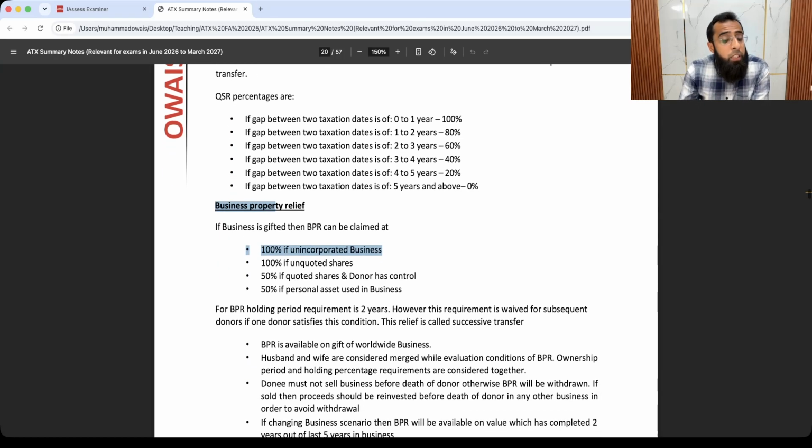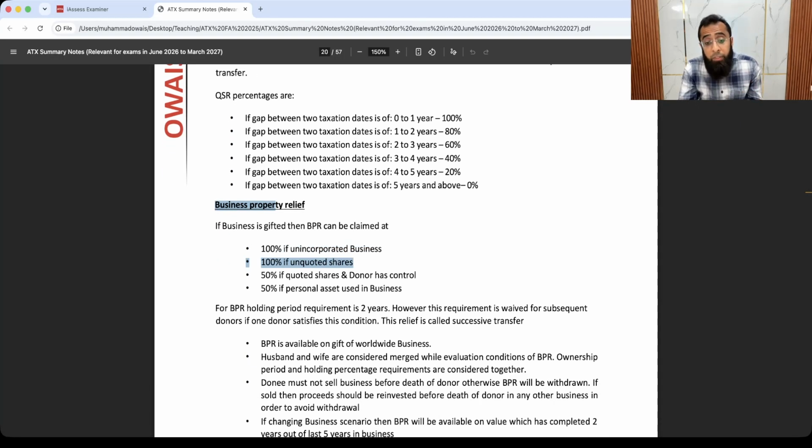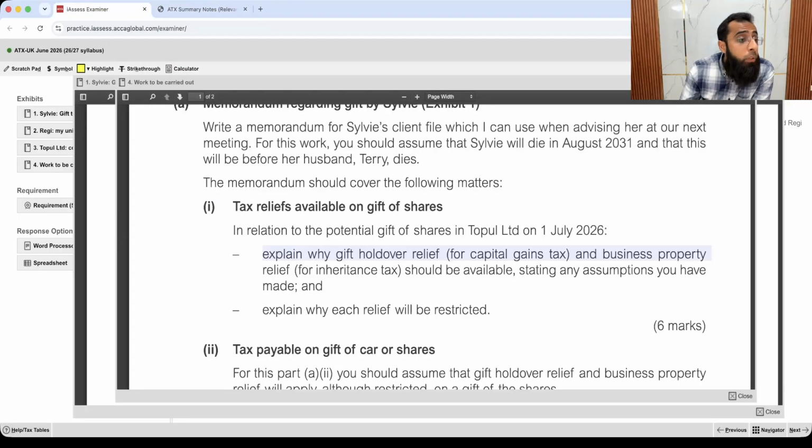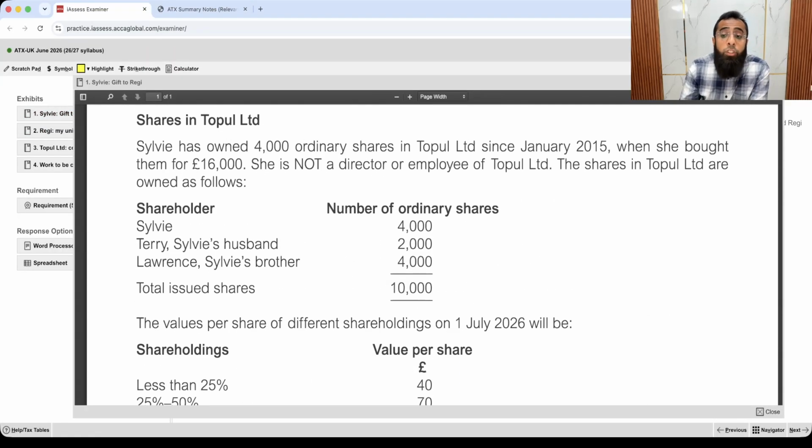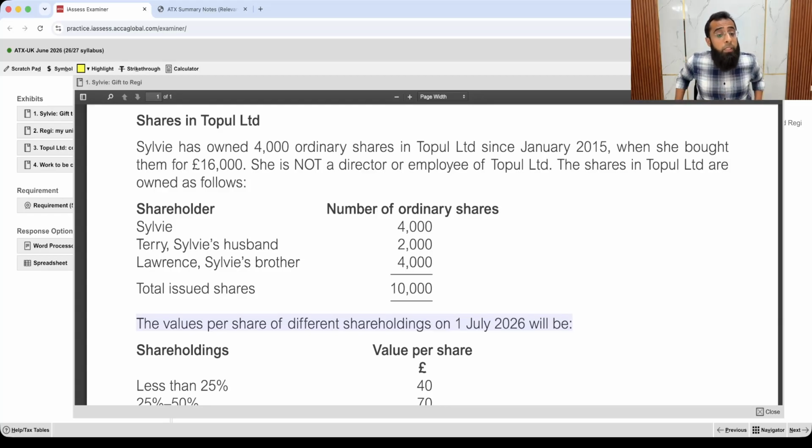It's 100% if unquoted company shares. Okay, you need a 2 year shareholding requirement. So is the 2 year shareholding requirement satisfied? Sylvie acquired it in January 2015, and she is gifting it on 1st July 2026. So yes, business property relief will be available. The 2 year ownership requirement is satisfied.